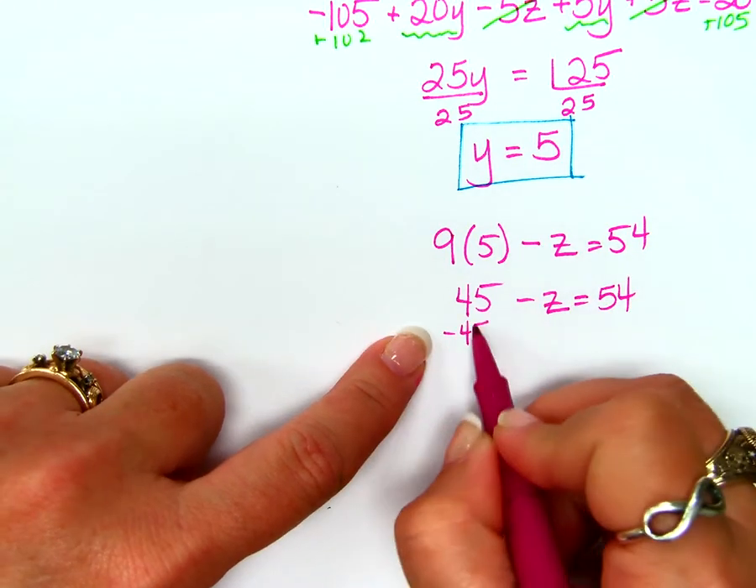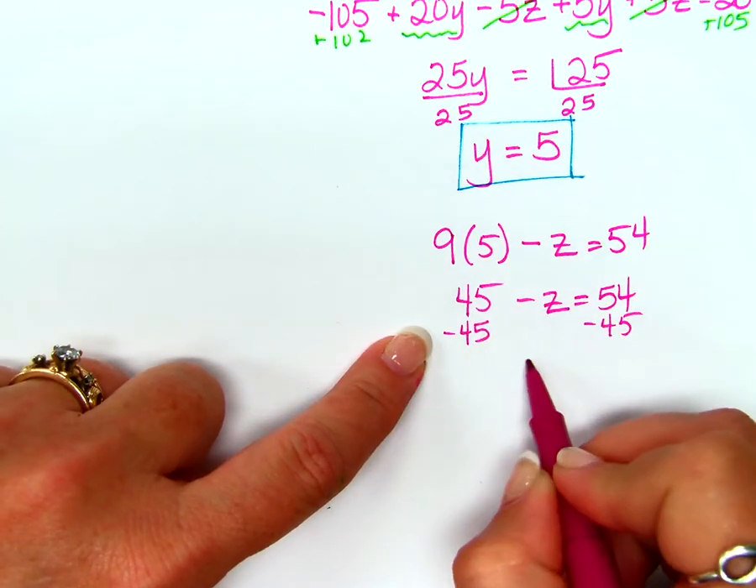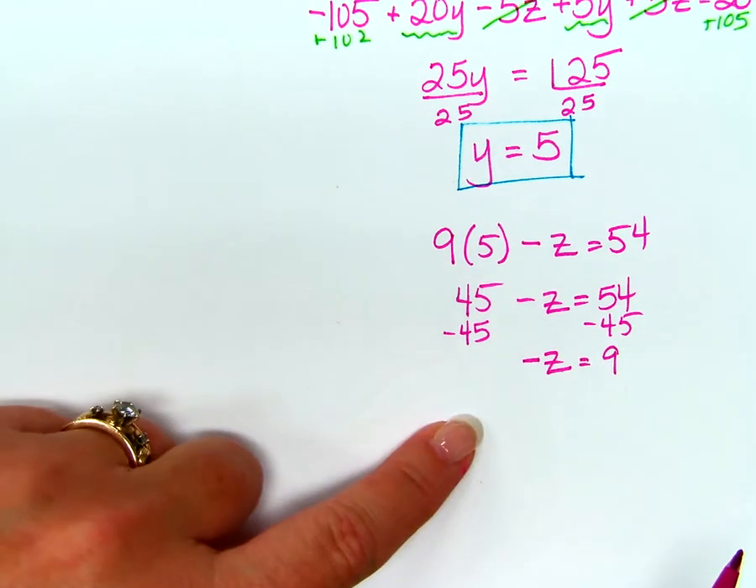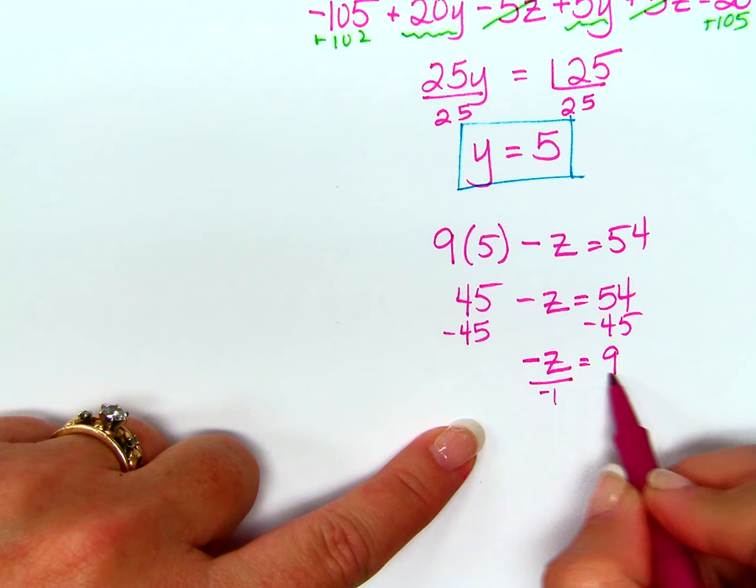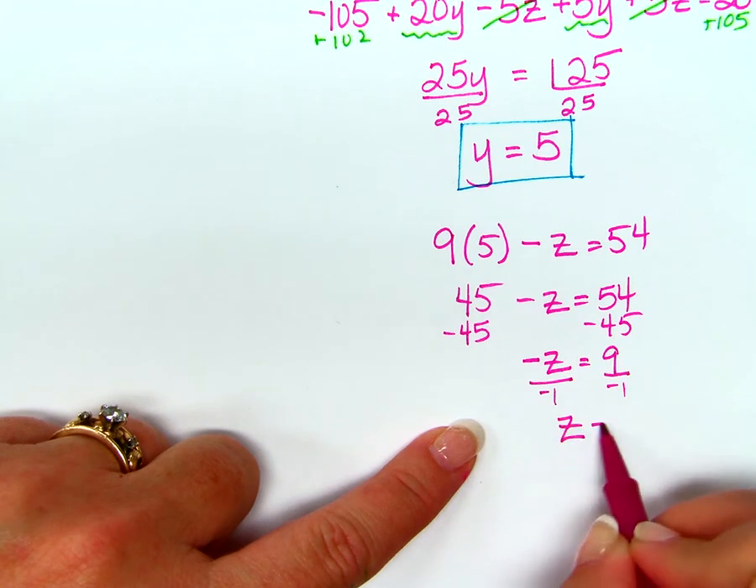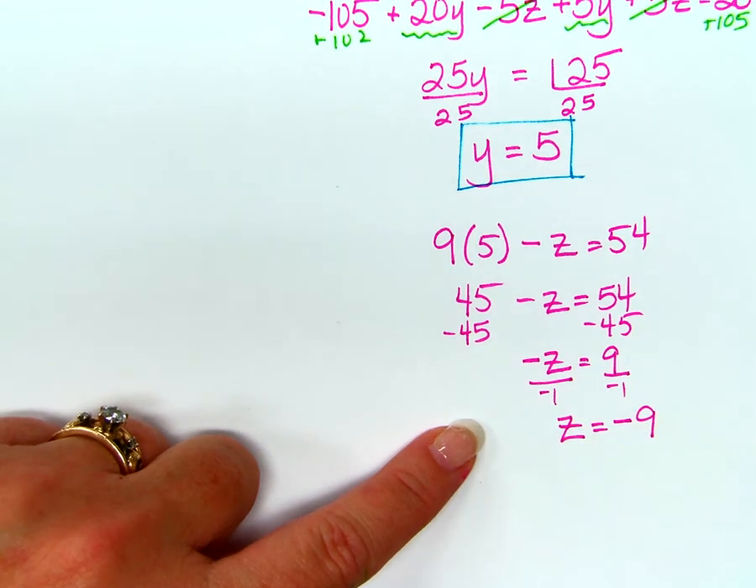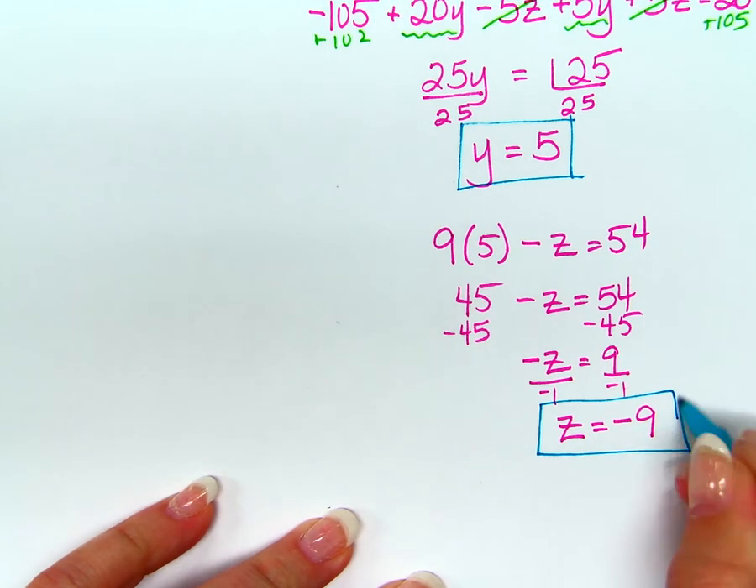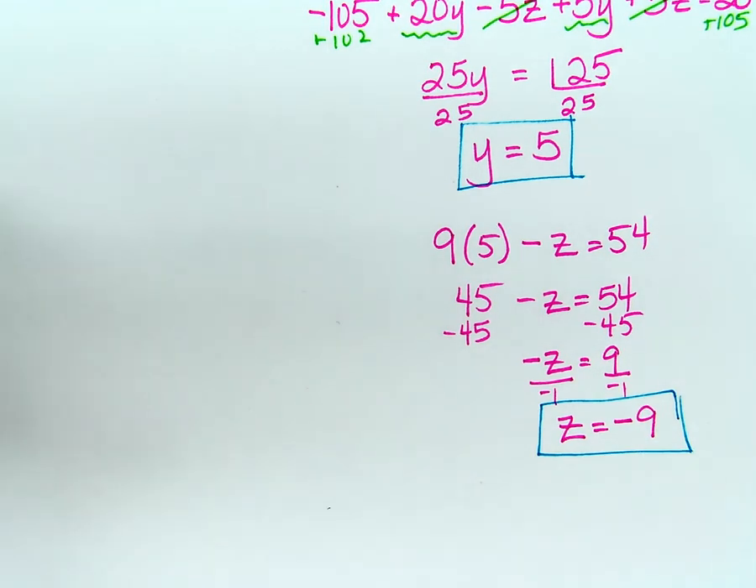So if I subtract 45 from both sides, I get negative z equals 9. So to solve for z, I just have to divide by negative 1. So z equals negative 9. And that gives me another part of my answer that I need.